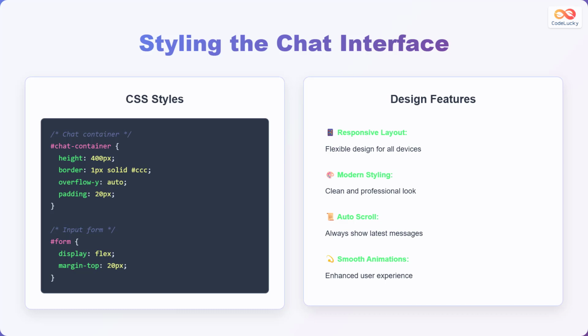Let's add some style to our chat interface using CSS. First, we'll style the chat container. We'll set the height, add a border, enable vertical scrolling, and add some padding. Next, we'll style the form. We'll use Flexbox to align the input and button horizontally, and add some margin on top. We will be having design features like a responsive layout for all devices, modern styling, auto scroll for latest messages, and smooth animations.